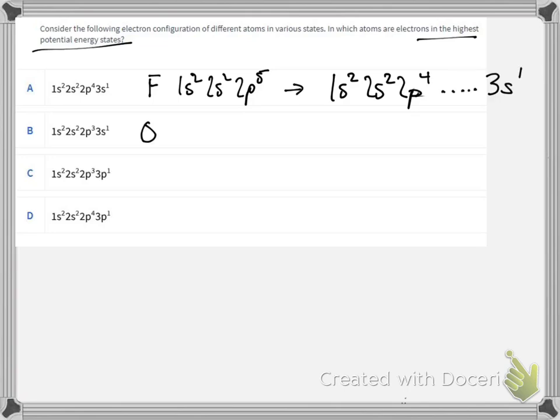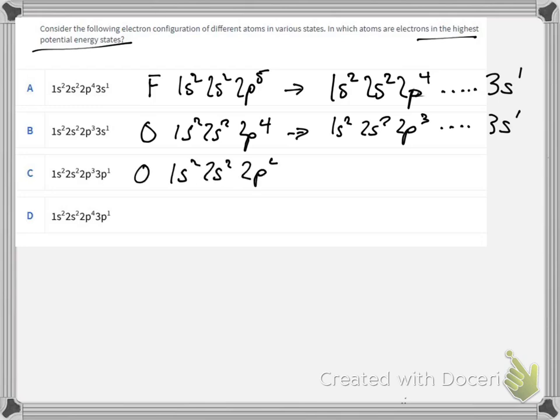And then in the next option, we're looking at oxygen, which has a ground state of 1s2, 2s2, 2p4. What we're doing is promoting one of the 2p4 electrons, giving 1s2, 2s2, 2p3. That's why there's 3 in the p's instead of 4, because one of those electrons has been promoted to 3s1. So those are the first two states, and then we can look at C and D sort of the same way. We're starting with oxygen, and then we're promoting an electron.